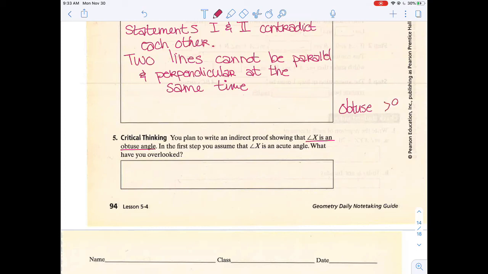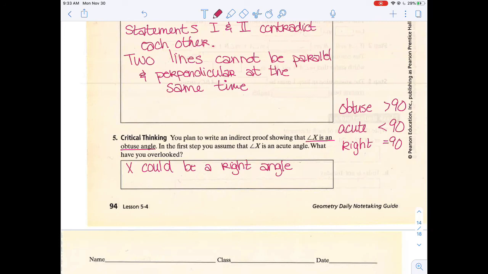Well, obtuse means greater than 90. Acute means less than 90. What we've overlooked is a right angle, which is exactly 90 degrees. So we're going to say X could be a right angle. Because we want all of the options that are opposite of what we're trying to prove. So we're trying to prove it's obtuse. If we just assume it's acute, then we forgot to figure out that it's not a right angle to prove what we wanted.